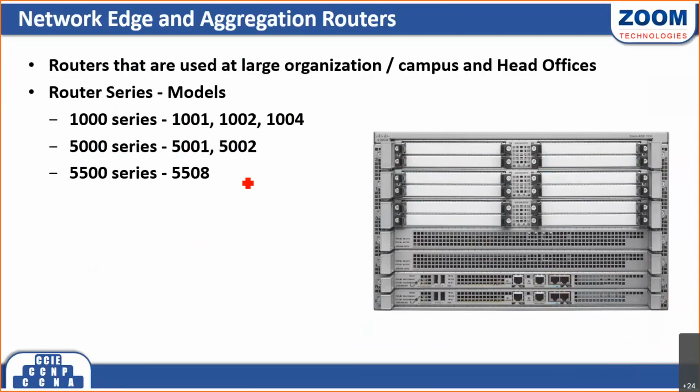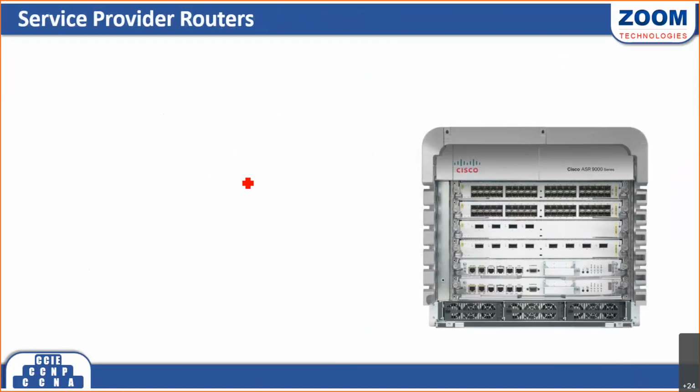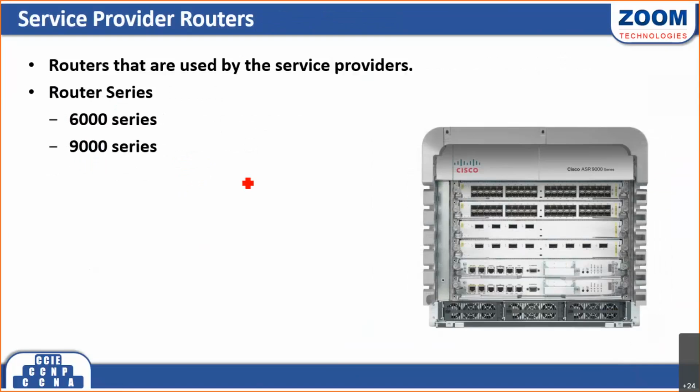Good. The next category is ISP, service provider routers. It is a very high-end core router, and very highly expensive compared to other vendors. It's very, very expensive, guys. So 6000 series or 9000 series. The ports are gigabit ports and 10 gig ports, 20 gig ports, optical fiber ports. Very high-end ports are there.